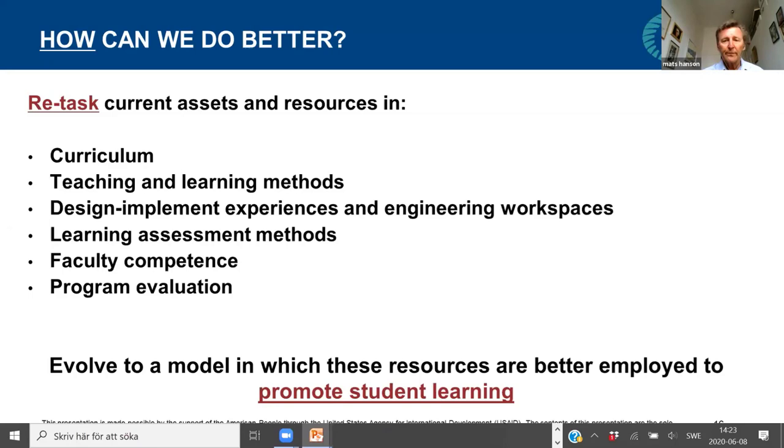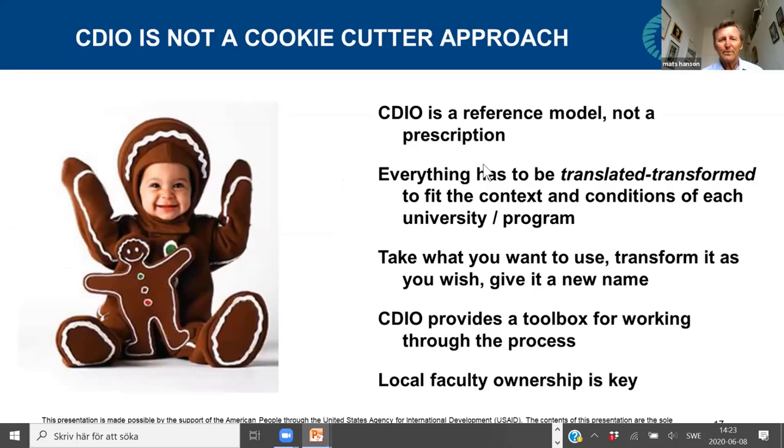Here is also something that we should remind ourselves. As I said before, CDIO is a reference model, not a prescription. It's very, very important that you don't take everything I say for granted. You should be a critical thinker, and you should do your own challenges on this.